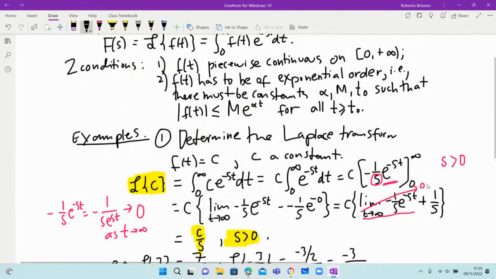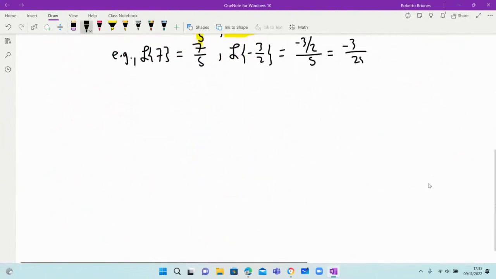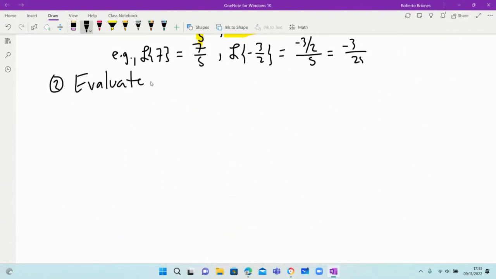All right, so that's good. And I hope that's clear. I want to give an example now which involves some kind of polynomial term. Okay, so let's try to evaluate the Laplace transform of t squared.